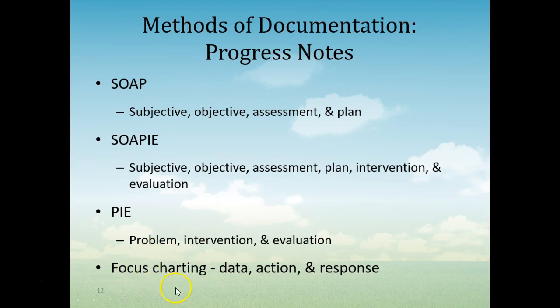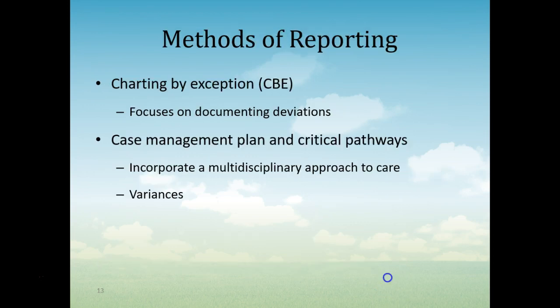Another way to do it is called focus charting, and sometimes we think of it as DAR or DARP. So data could be maybe a patient complains of having insomnia, right? They can't sleep. So action would be, what did we do for the patient to help them sleep? And then R would be, how did the patient respond to that action? And then we could also add something called plan right behind it. So plan would be, what do we plan to do? Are we going to follow up with the patient in an hour, or are we going to follow up with them in 2 hours?